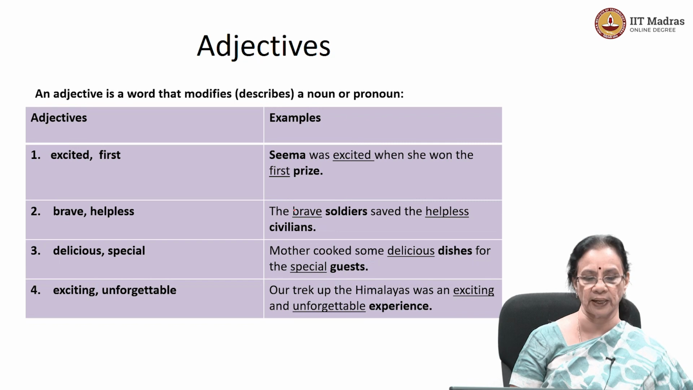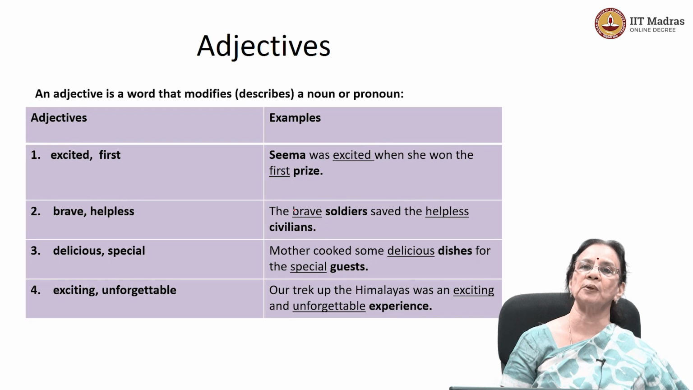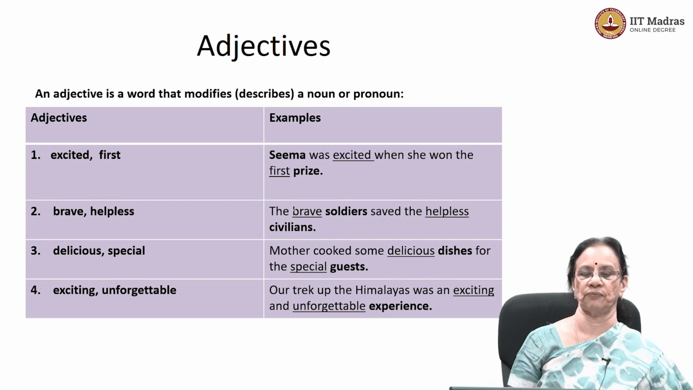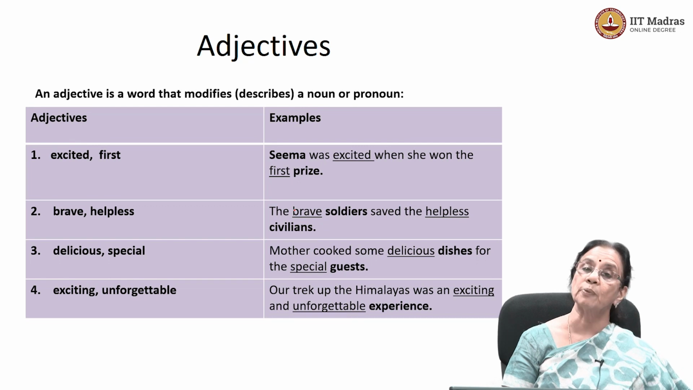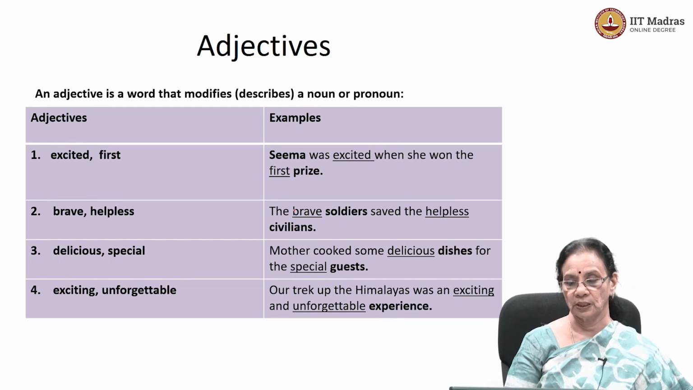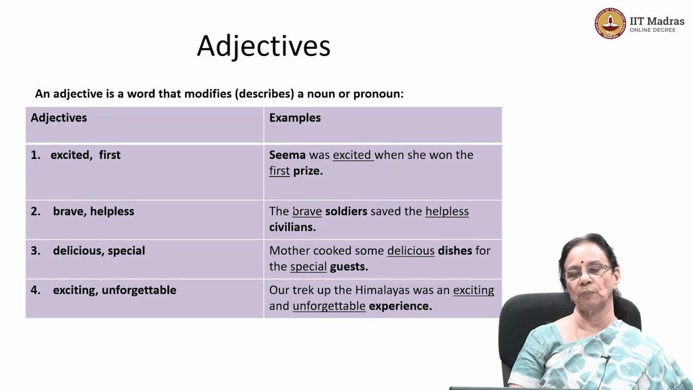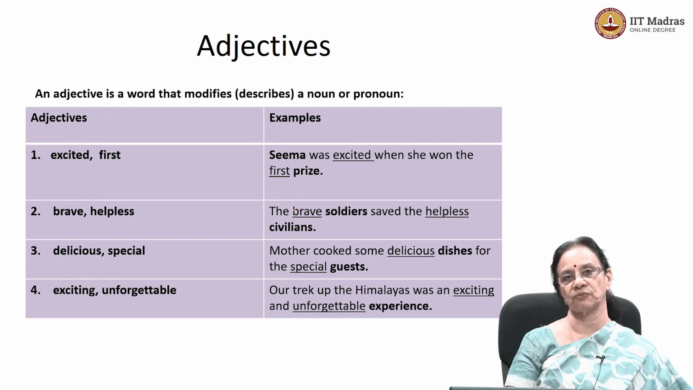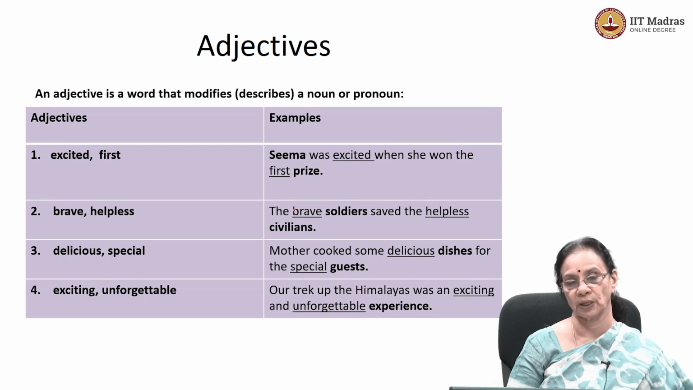We have two adjectives there again, brave and helpless. The brave soldiers saved the helpless civilians. The sentence could be, the soldiers saved the civilians. It does make sense. But then, the minute we say the brave soldiers, we use an adjective to describe the soldiers. And then we say the helpless civilians, the sentence becomes completely different. The meaning also alters. So, the brave soldiers saved the helpless civilians. Because of the adjectives, the sentence becomes better and more meaningful.